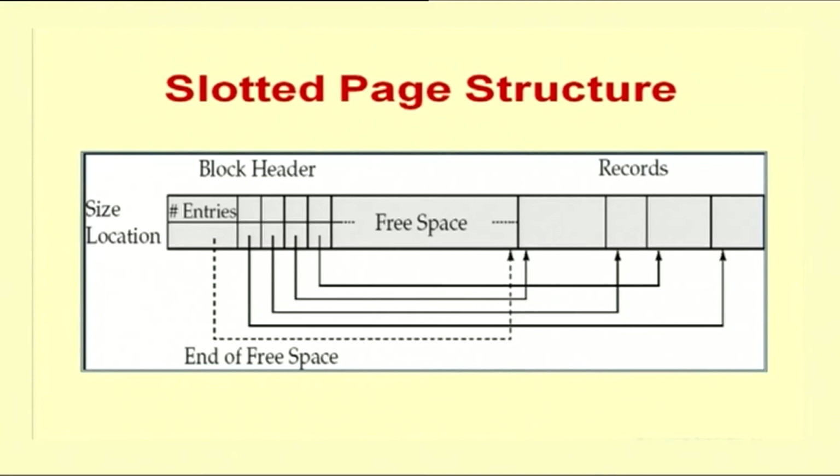So, let us look at how this is done. This is the header. You have the number of entries given here, and then for each you have the size and the location, and so on. This indicates the end of free space, and this is the free space. This is where the records are actually stored. If you look here, you have variable sizes, and this entry says this record is stored here, this points to this record, this points to this record, and so on. So, this is a case where you have variable length records.